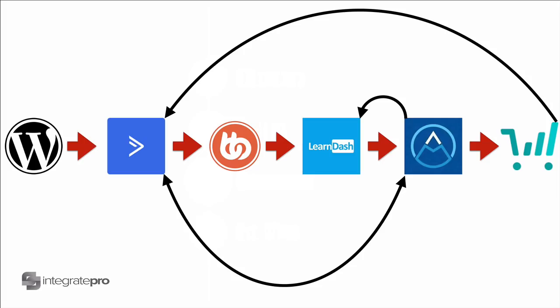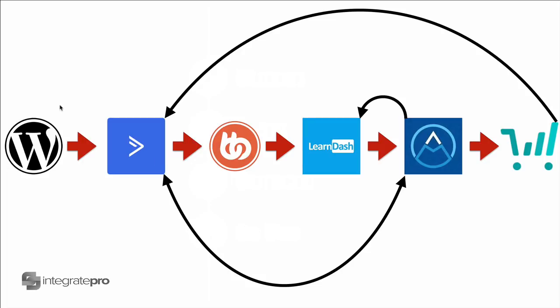And just to understand, here's how the connections work. When somebody purchases in ThriveCart, that information is sent to ActiveCampaign. ActiveCampaign sends that information effectively to ActiveMember 360, which allows somebody to access the course in LearnDash. If somebody logs in, ActiveMember 360 checks in with ActiveCampaign to make sure that person has access.